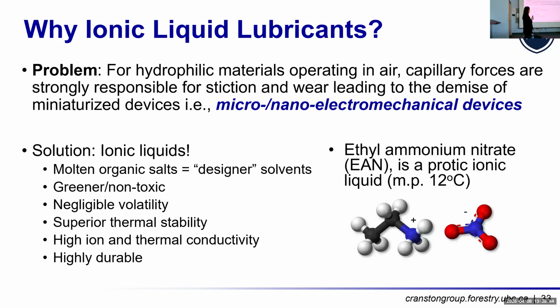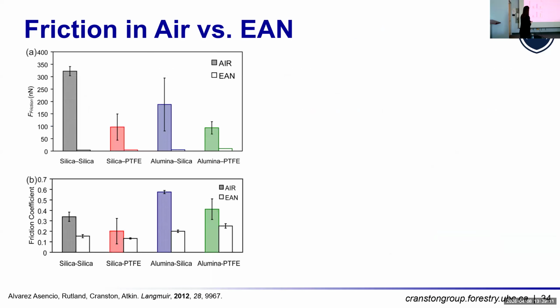So we used ethyl ammonium nitrate. This is the ethyl ammonium cation and the nitrate anion. Essentially, they're bulky and they don't pack well like NaCl does. So at room temperature, it's a liquid, an entirely ionic environment, a liquid of ions that flow past each other. Okay, so we immerse our whole system in this. This is a really well-studied ionic liquid.